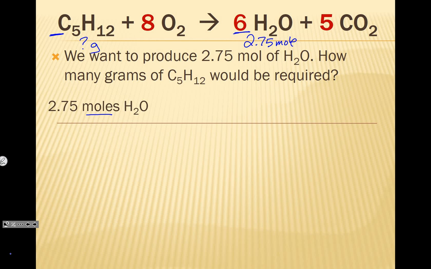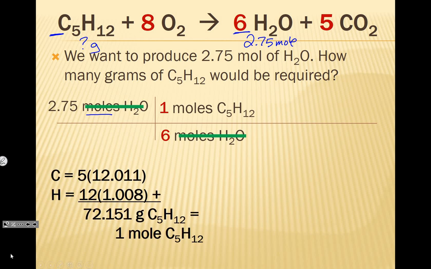I want to get rid of water, so the 6 moles of water is going to go on the bottom. I want to get to pentane, so the 1 mole of pentane is going to go on the top. Before I move on, I should make sure that the moles of water cancel, and they do. One on the top and one on the bottom. Now I'm in moles of pentane.